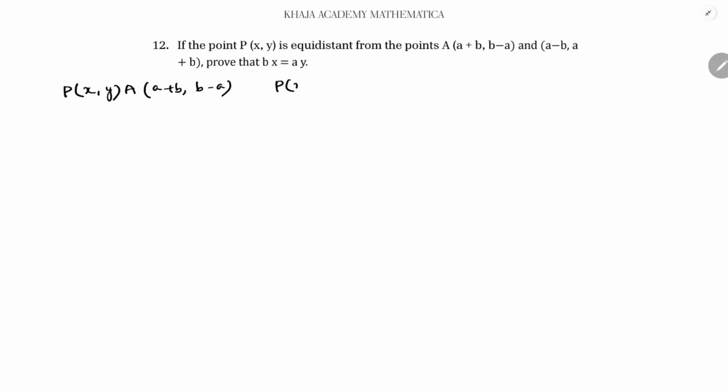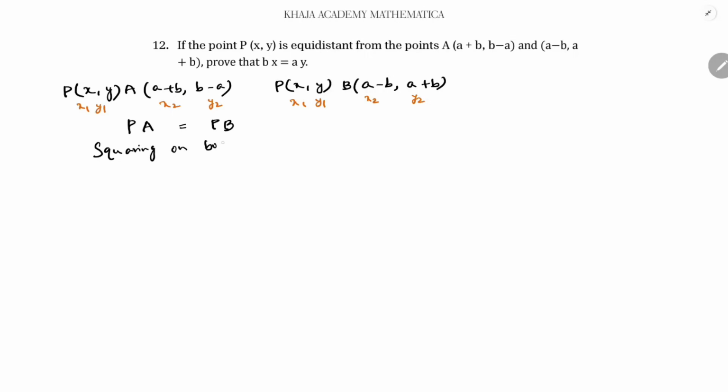Next, P(x, y) is equidistant from B. B's value is (a − b, a + b). So here I'll consider this as (x1, y1) and (x2, y2). Clearly they told us that it is equidistant, so PA distance equals PB distance. Now see, sometimes you can do squaring on both sides here only.